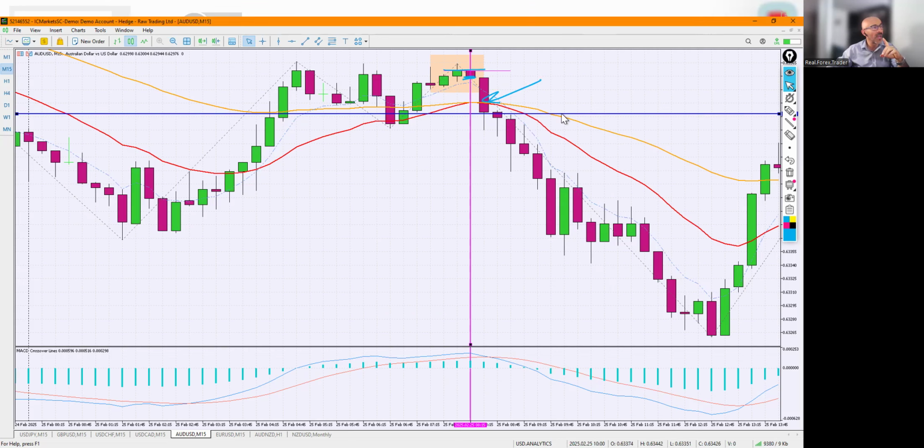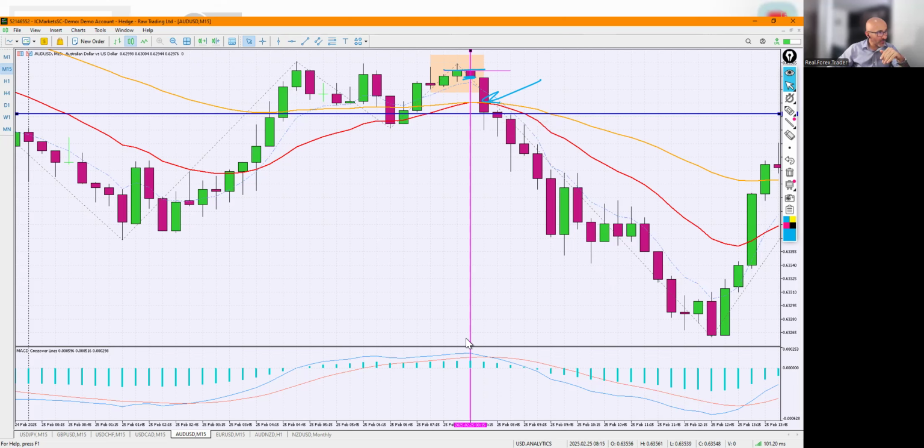Okay, this is my entry here. Why? Because now I can observe that the Tweezer tops are ready. So the pattern is confirmed. The next candle, this one, is a very strong bear candle, giving me more force to confirm that the trend is somehow shifting from bull to bear.